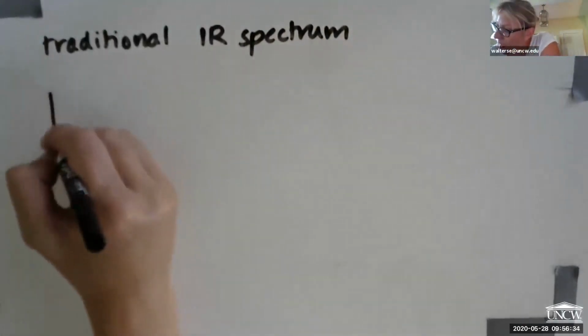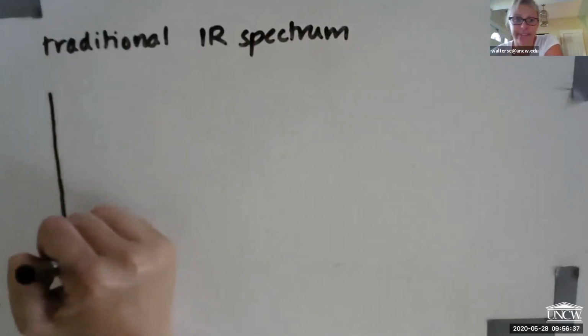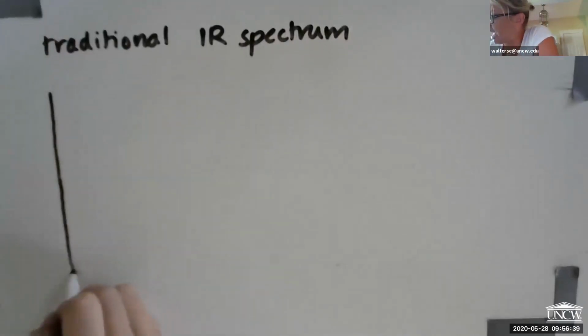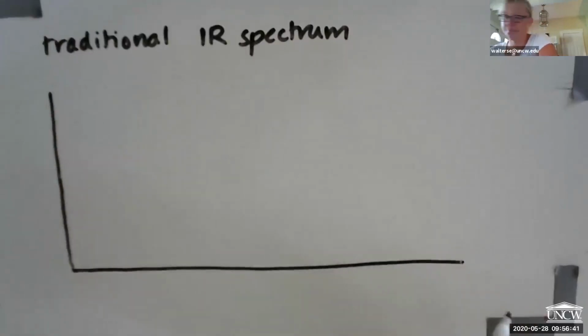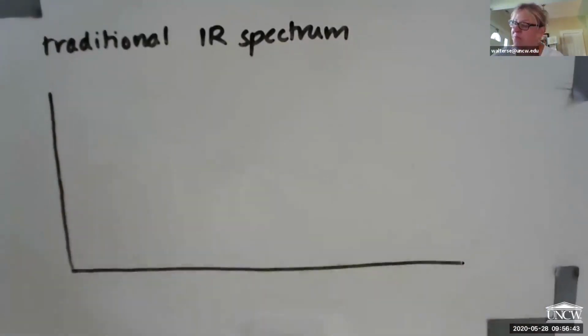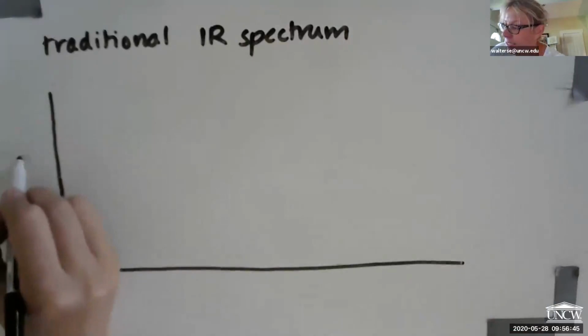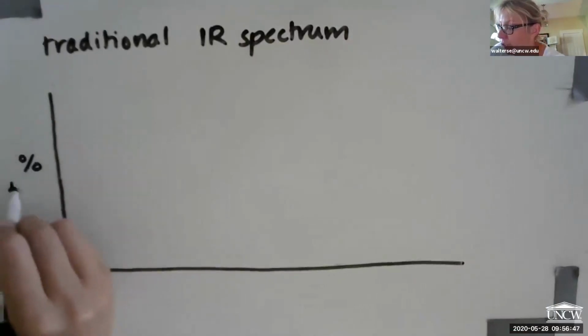It has a y-axis, and it has an x-axis. The y-axis is percent transmittance.